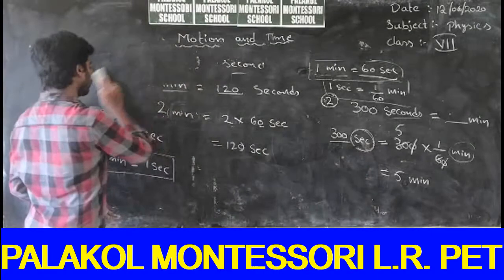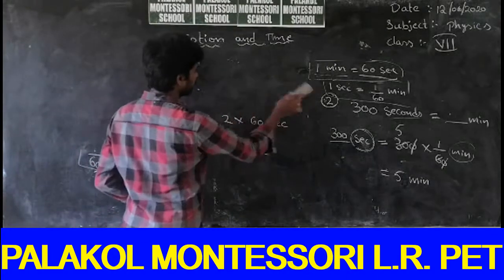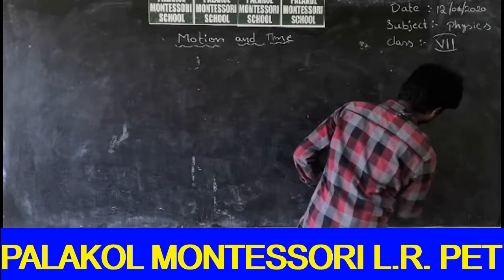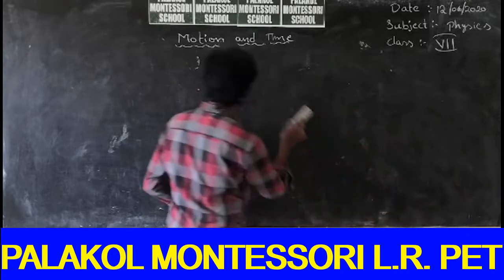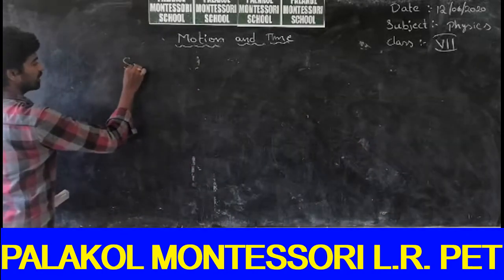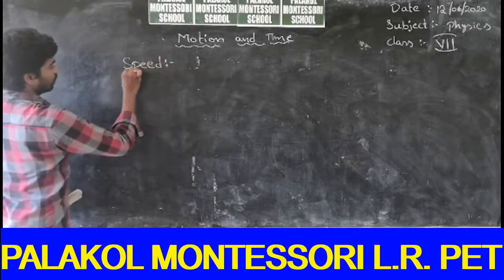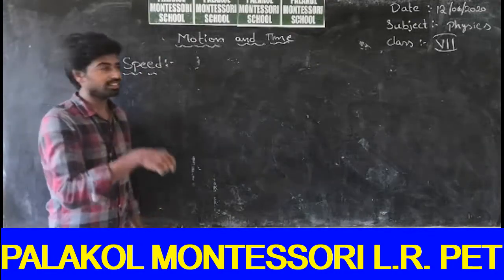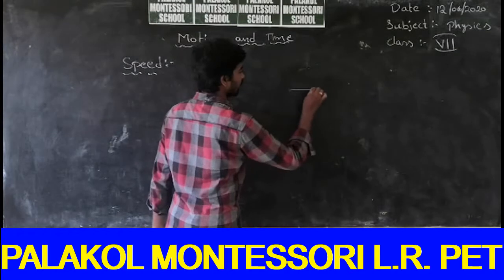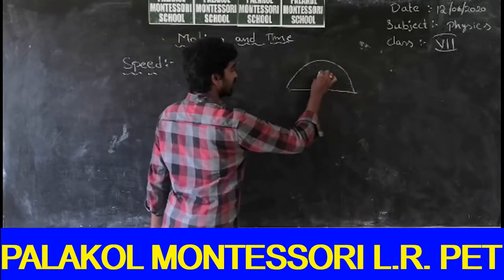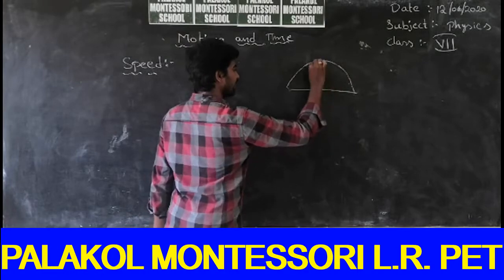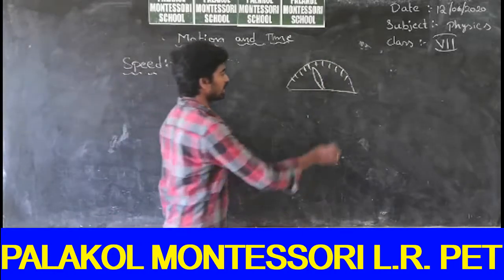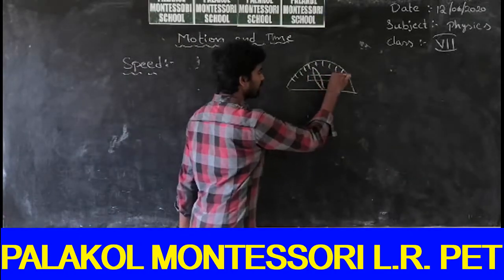So let us learn about speed. Whenever you are traveling along with your father on a bike, you can observe a meter in the vehicle. There will be a needle which indicates the speed of your vehicle, and again there will be a small digital meter. You will find some numbers in it.